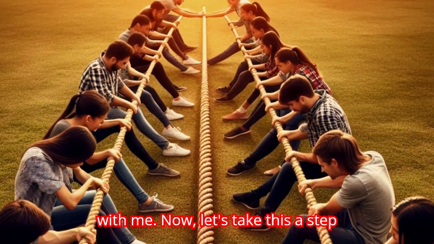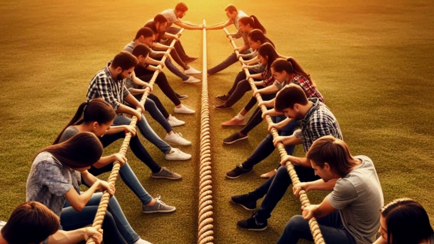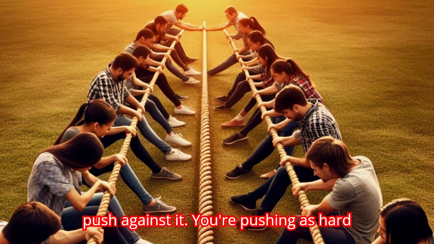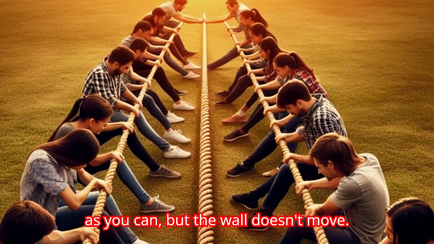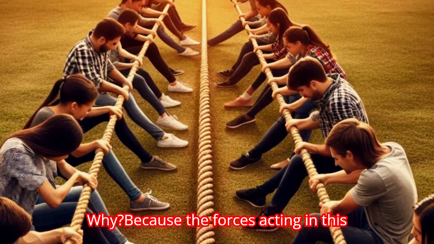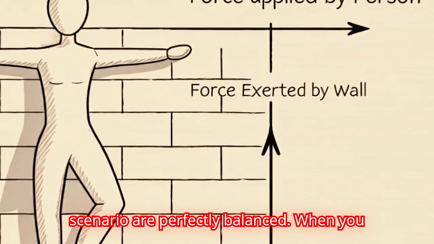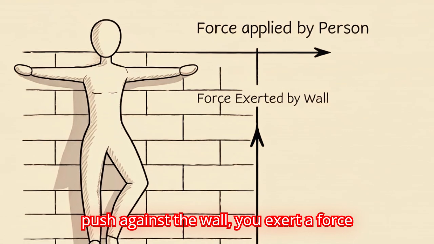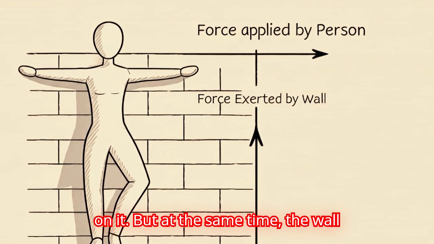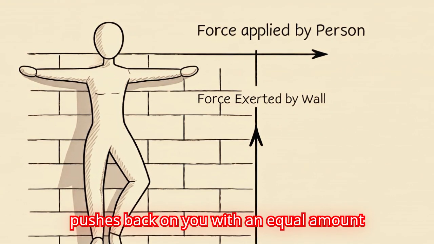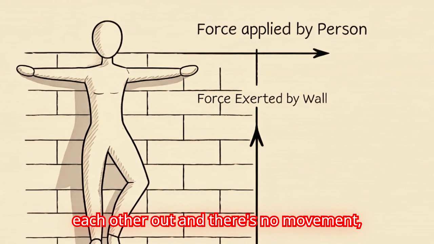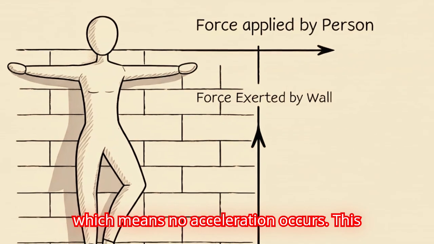Now let's take this a step further and talk about balanced forces. Imagine you're standing in front of a solid wall, using all your strength to push against it. You're pushing as hard as you can, but the wall doesn't move. Why? Because the forces acting in this scenario are perfectly balanced. When you push against the wall, you exert a force on it. But at the same time, the wall pushes back on you with an equal amount of force. The result? These forces cancel each other out and there's no movement, which means no acceleration occurs.